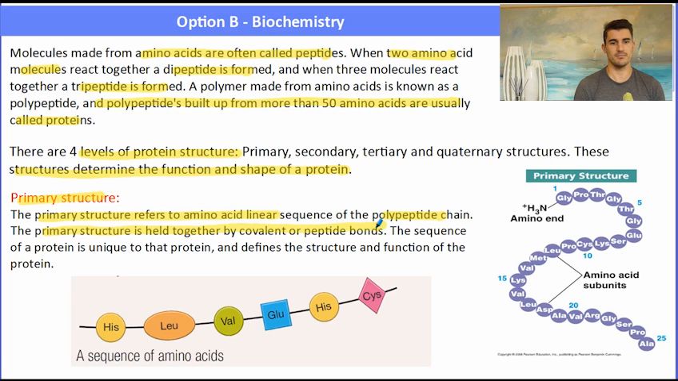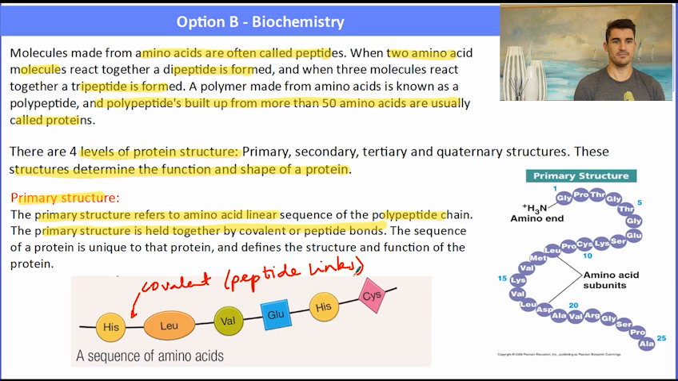between them. So here our sequence of amino acids: histidine, leucine, valine, glutamine, histidine, and cysteine. That is the primary structure, the arrangement of those amino acids. They're held together by covalent peptide bonds.